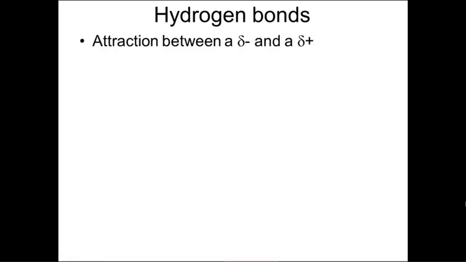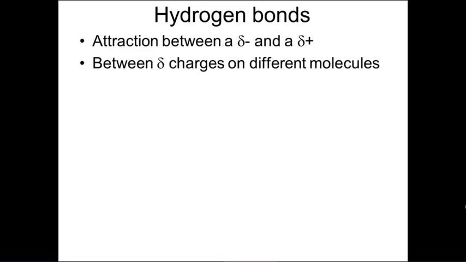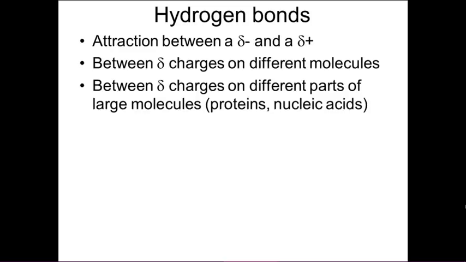What we're really dealing with here is an attraction between partial charges. Okay, they're called hydrogen bonds because they often involve a hydrogen, because hydrogen has such low electronegativity that when it's sharing with an oxygen, then you have a polar bond. Okay, but really it's just an attraction between any partial negative and any partial positive. Can be between partial charges on different molecules, or between partial charges on different parts of large molecules. Okay. So, water is often involved in hydrogen bonds because it's so polar.